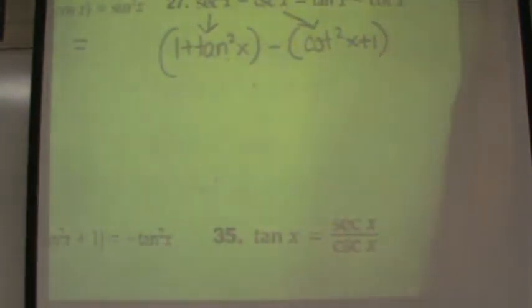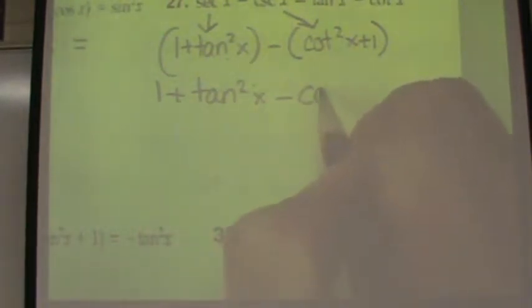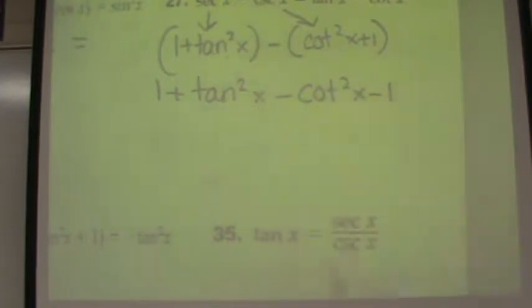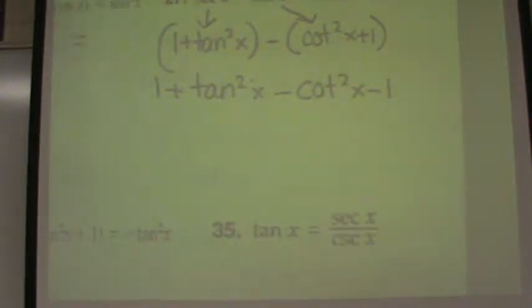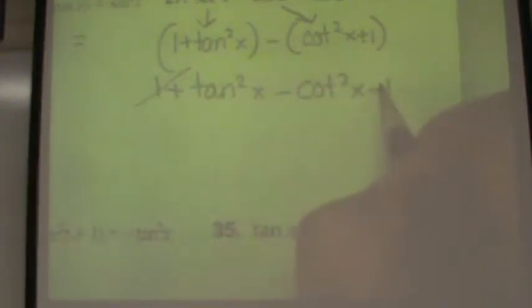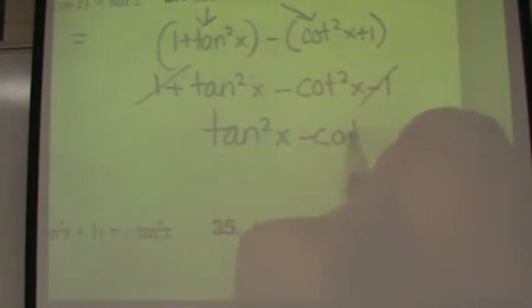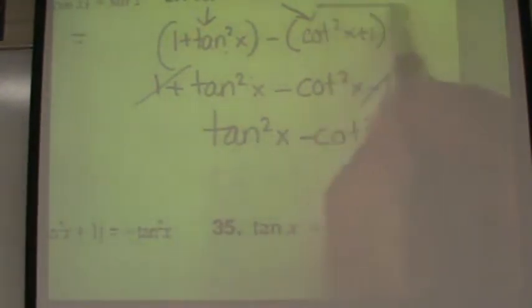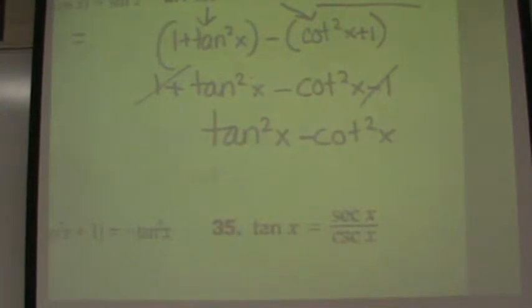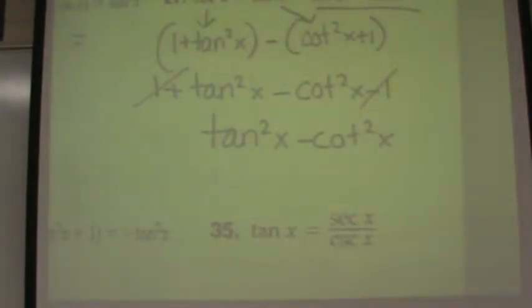What does this subtraction tell you to do? Distribute. Anyone see something? The ones cancel, and what's left? Your answer. How about that? Good job. That's what you wanted. Questions?